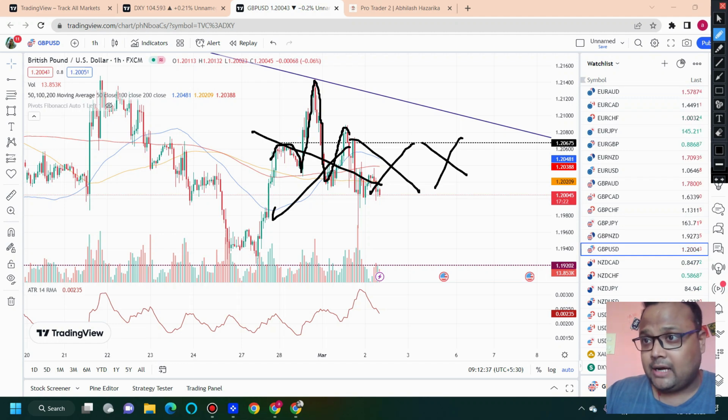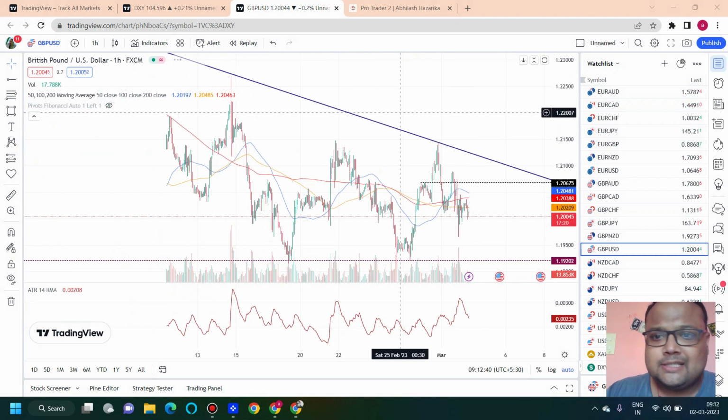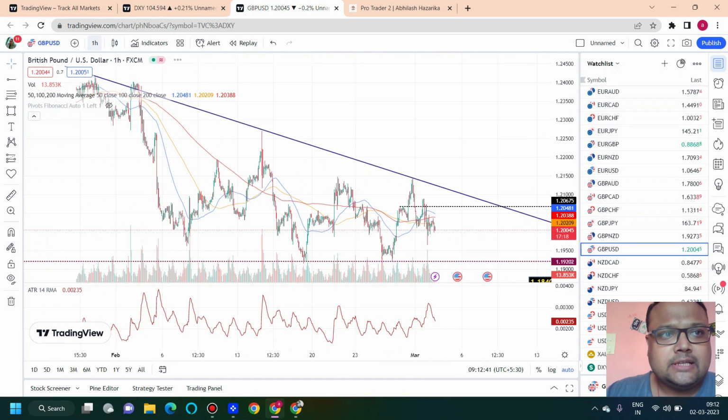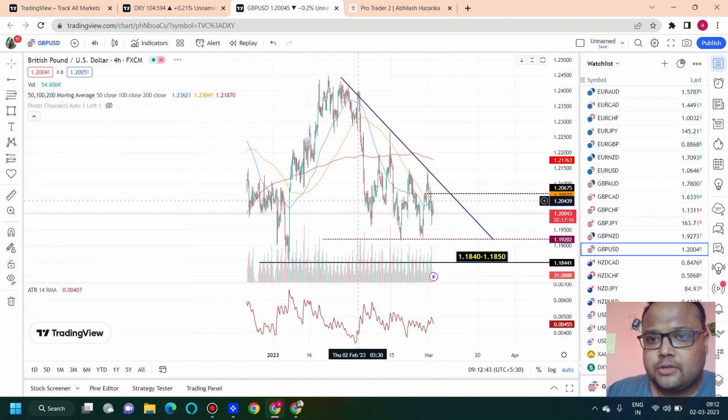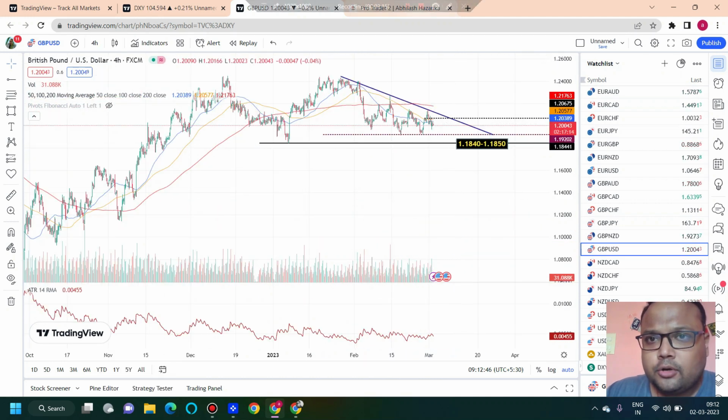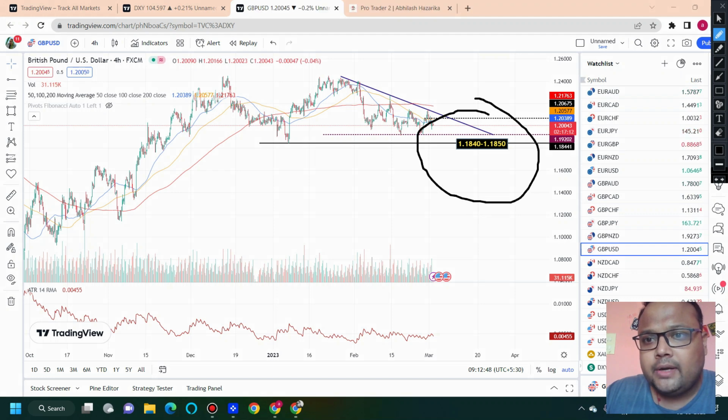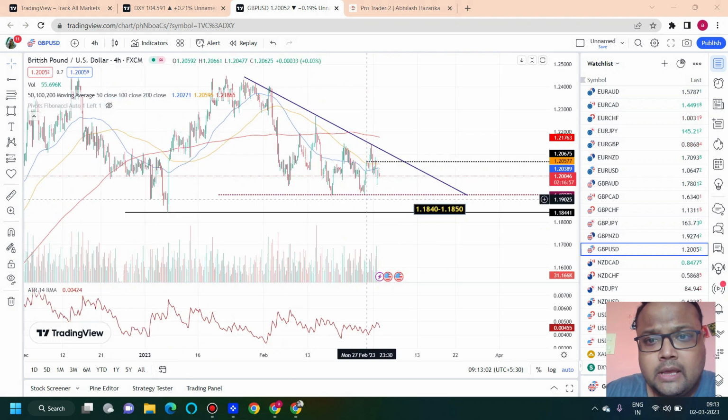The other levels of GBP USD that we discussed yesterday are still very much valid. First of all, the support of 1.1850 to 1.1840. In case the market shows a big drop in the coming days or today, then 1.1840 to 1.1850 will be the most important support. If the market takes support and bounces, we can definitely look for a buy position.